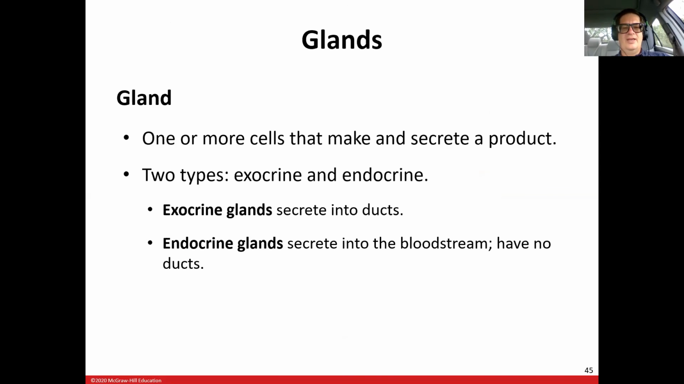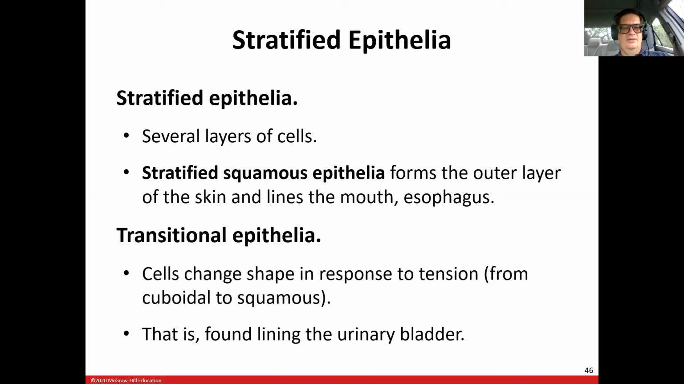All right, so glands. They've got one or more types of cells that make and secrete a product. You have two types of glands. Exocrine, empty into ducts. Endocrine, empty straight into the bloodstream. They've got no ducts. All right. So stratified means you've got more than one layer. You could have stratified squamous, says forms the outer layer of the skin, lines the mouth, the esophagus.